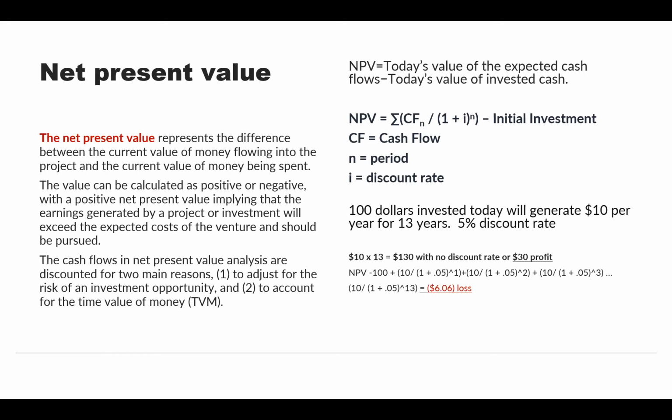And that $6 loss more accurately reflects the fact that this is not as good as if you had put it into just a 5% investment somewhere else. It's showing that it's not as strong an investment. Whereas if you didn't take net present value, you might think it actually was a profitable investment.